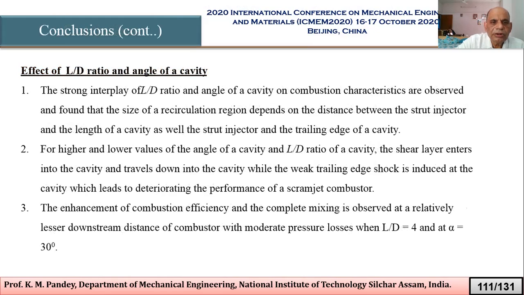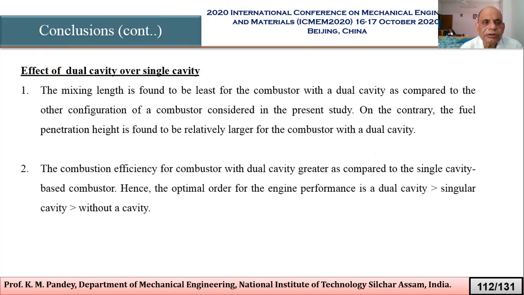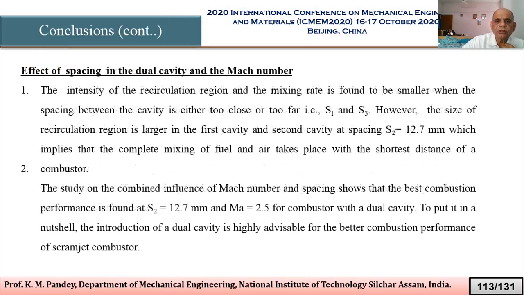Then the effect of L by D ratio and angle of a cavity. So what we can say is that the enhancement of combustion efficiency and complete combustion is observed at a relatively lesser downstream distance of the combustor with moderate pressure losses when L by D is equal to 4 and alpha is equal to 30 degree. When we have taken various angles, for alpha equal to 30 degree we have observed the peak effect. Then the effect of dual cavity over single cavity. So we have shown that the dual cavity is always better than a single cavity. That is our conclusion. Then the effect of spacing in the dual cavity and the Mach number.